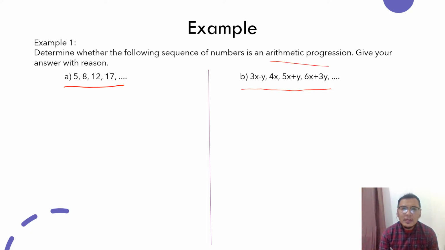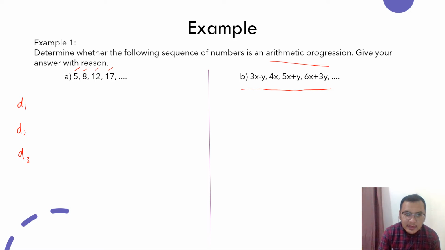So how do we determine whether this sequence is an arithmetic progression? Just easy. We only need to find D1, D2, D3. We have 4 numbers, which are 5, 8, 12, 17. Just assume that between these numbers, okay, before that, this first.